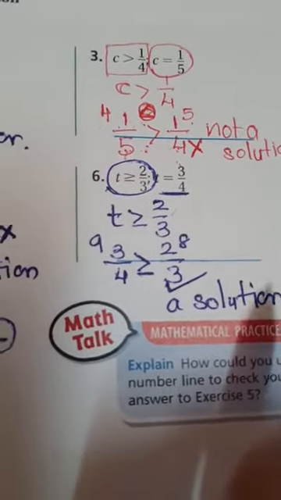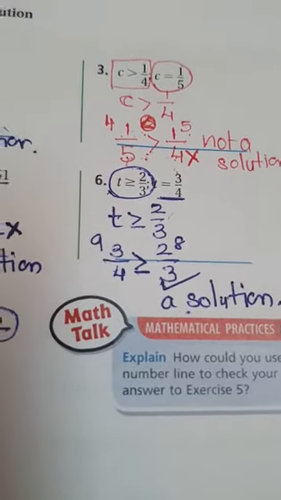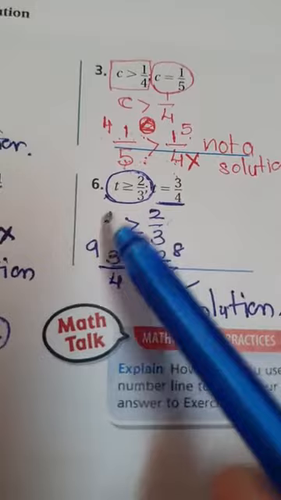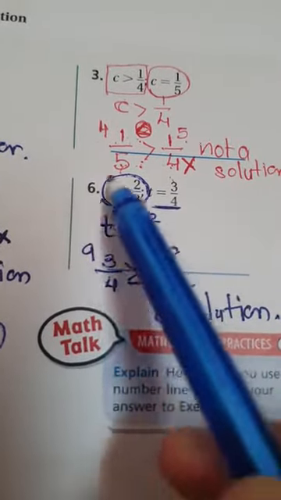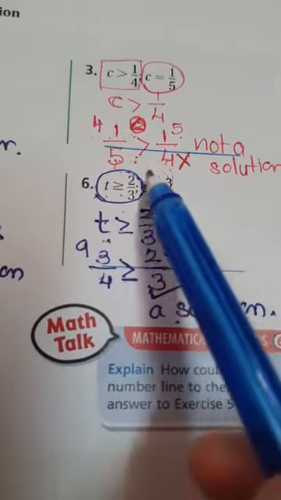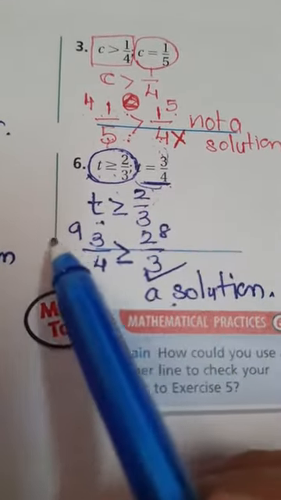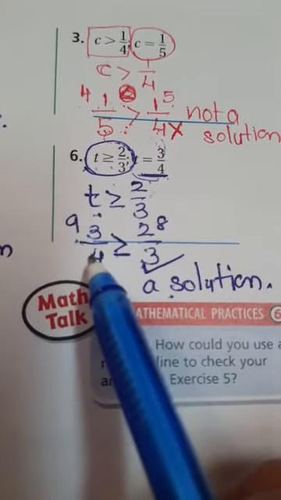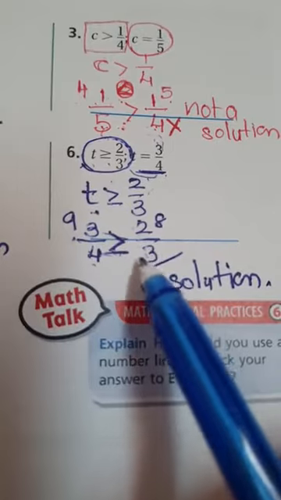Okay, done. Yes, did you get this answer? A solution? Yes, if you have got, high five, girls. Okay, now T is greater than or equal to 2 over 3. This is our inequality, so we wrote it down. And what's the solution given? T is equal to 3 over 4. We replace 3 over 4 in this place. So 3 over 4 is greater than or equal to 2 over 3.